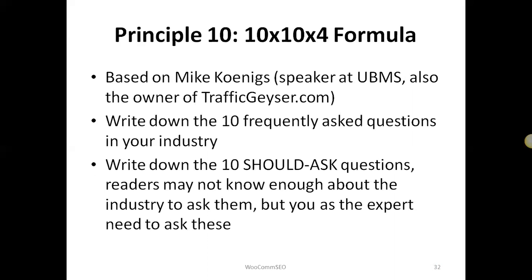So principle number 10 is the 10 by 10 by 4 formula. This is based on Mike Koenigs, another speaker at UBMS, also the owner of TrafficGeyser.com. Write down the 10 frequently asked questions in your industry, so you can research this on the website and on the internet, on Google. Write down the 10 should-ask questions. These are the questions that the readers may not know enough to ask because they are still new in the industry, but you as the expert need to tell them that these are the questions they need to ask. And then you answer these questions one by one.